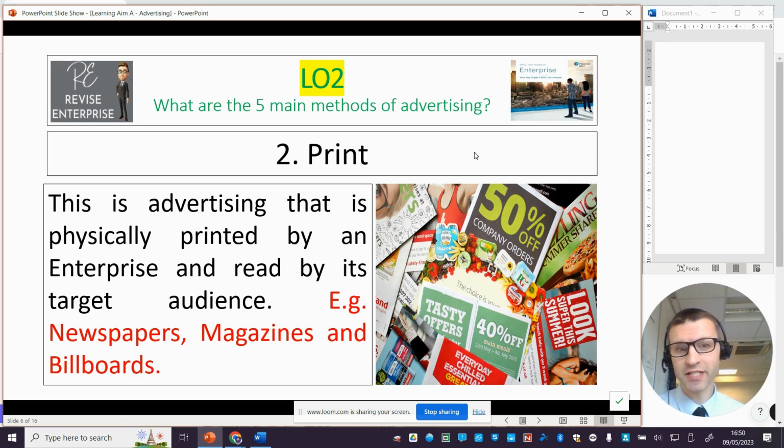Secondly, advertising method 2 is print. This is advertising that is physically printed by an enterprise and it's read by your target audience. A lot of the time you can see this posted through your letterbox. Typical examples include newspapers, magazines, and billboards as well. So anything that is printed by an enterprise, they are specific examples that cover that particular method.